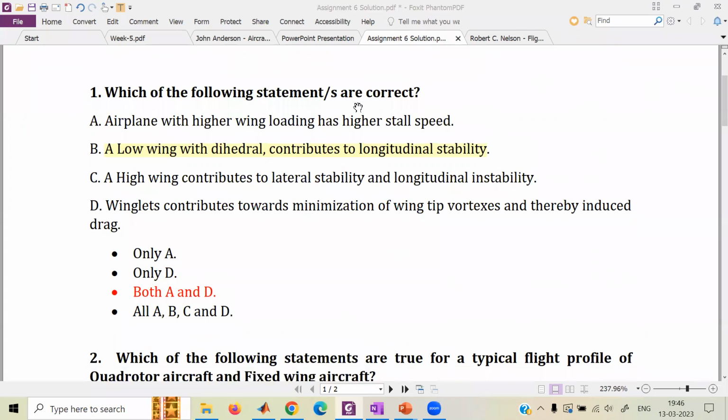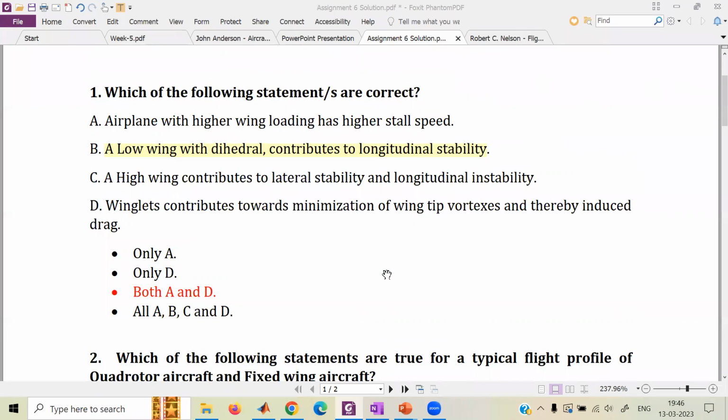Sir, if we apply dihedral to a low wing, then it starts resembling a high wing configuration. So it starts contributing to the lateral part. Because as such, a low wing has low lateral stability. Whenever we try to roll it, bank it, it's not stable. A low wing configuration.